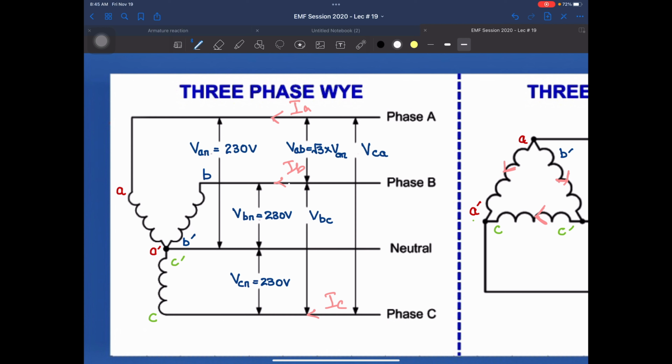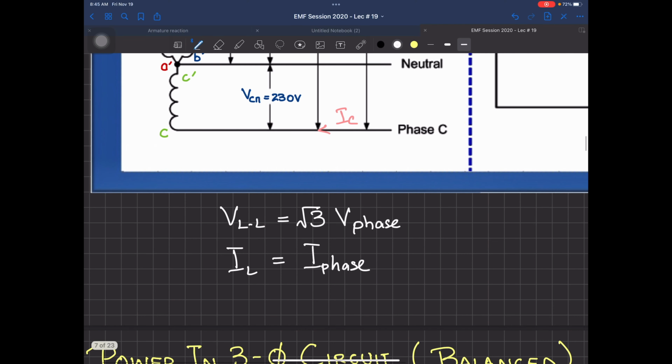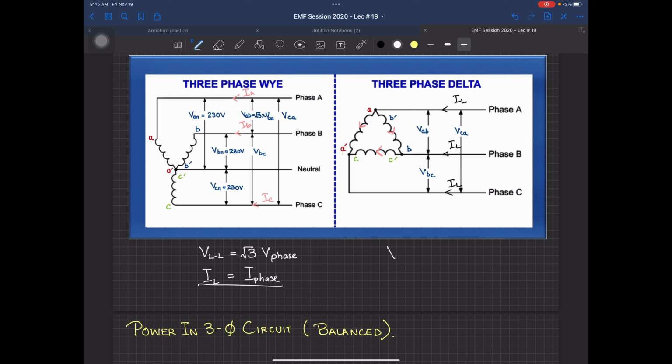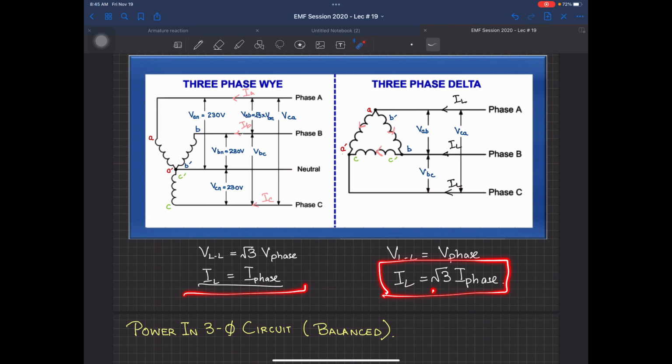So phase current and line current in Y connection are both the same, as shown over here. But if you have a delta connection, here line to line voltage is the same as phase voltage, and your line current is equal to under root 3 times your phase current. Now I am not doing this proof, you can do it yourself by using the same trigonometric rule. So in delta connection you have the under root 3 on the current, and in Y connection you have the under root 3 on the voltage.